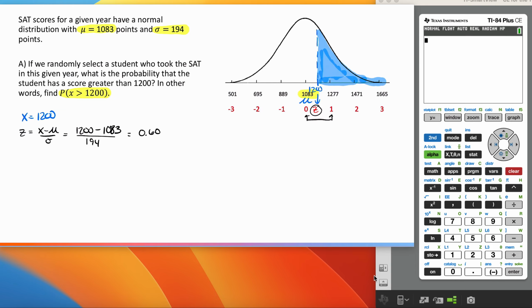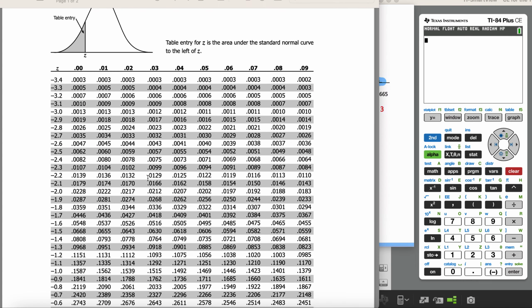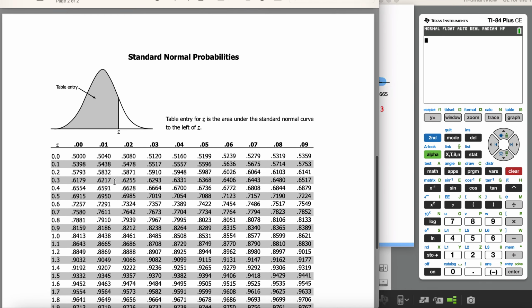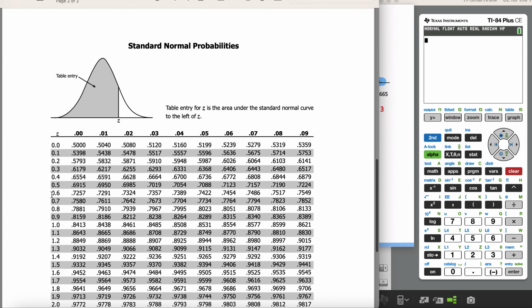Okay, now we're going to go to the z-table, so let me pull that up. And we're going to go to the positive side of the z-table and search for a z-score of 0.60. So hopefully you're following my cursor here. It's this row right here, and it has a corresponding area of 0.7257, but remember the z-table always gives you the area that is to the left of that z-score. So this 0.7257 is going to be the area to the left.